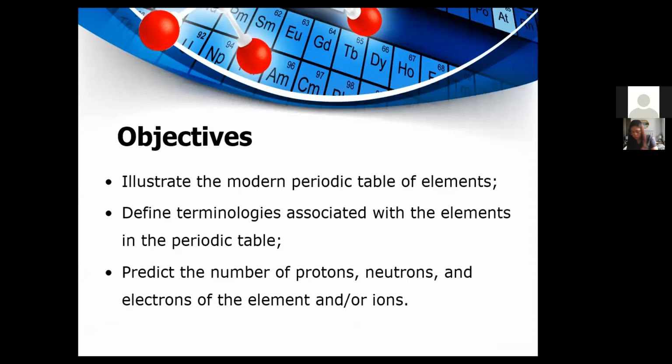The objectives of this activity are to illustrate the modern periodic table of elements, to define terminologies associated with elements in the periodic table, and to predict the number of protons, neutrons, and electrons of the elements and or ions.